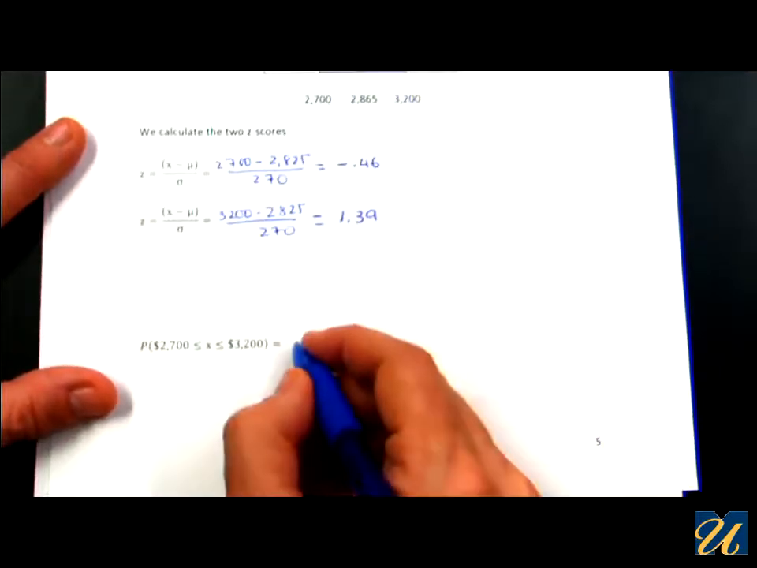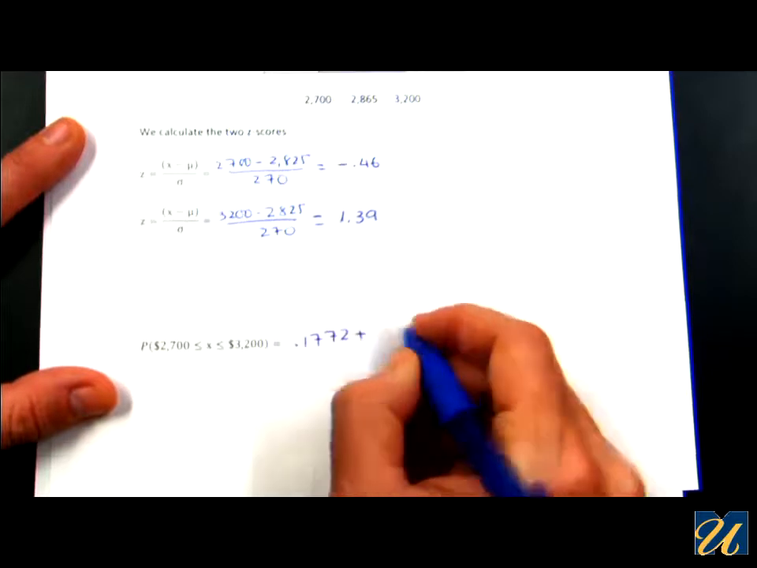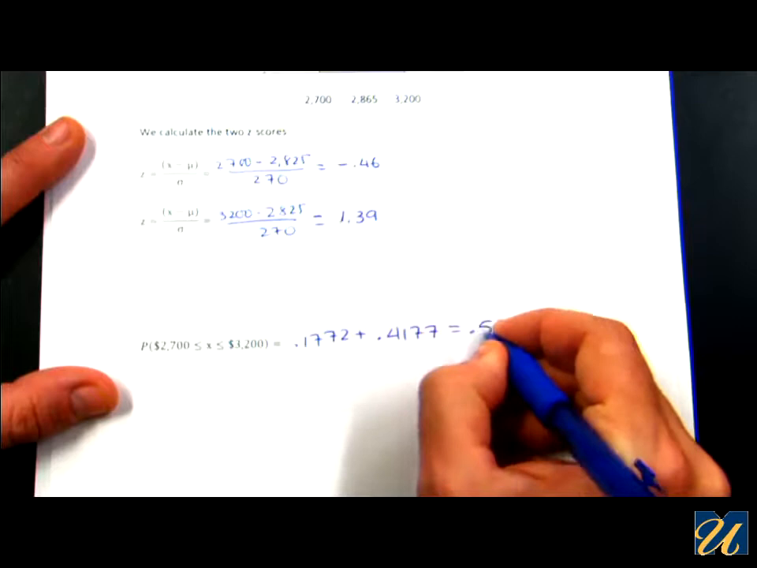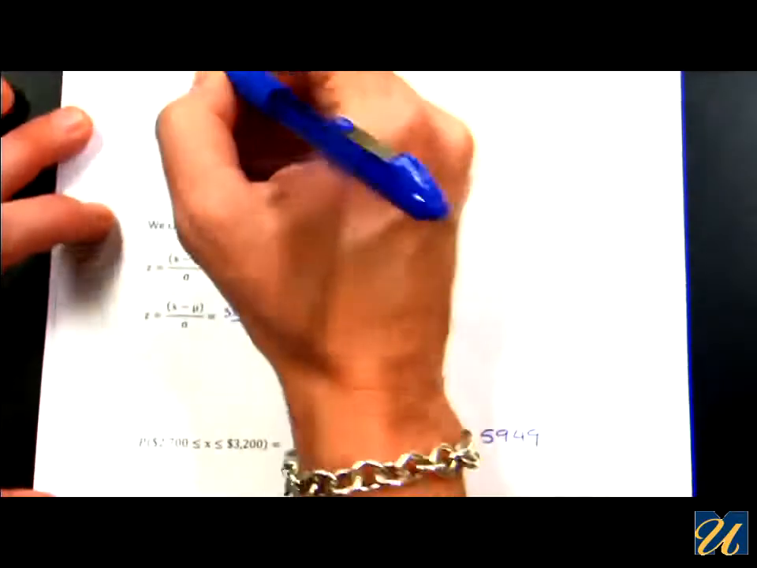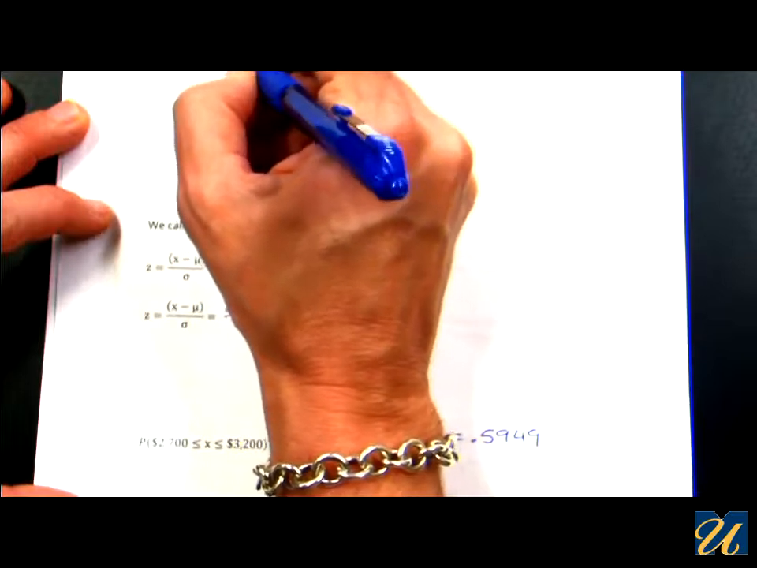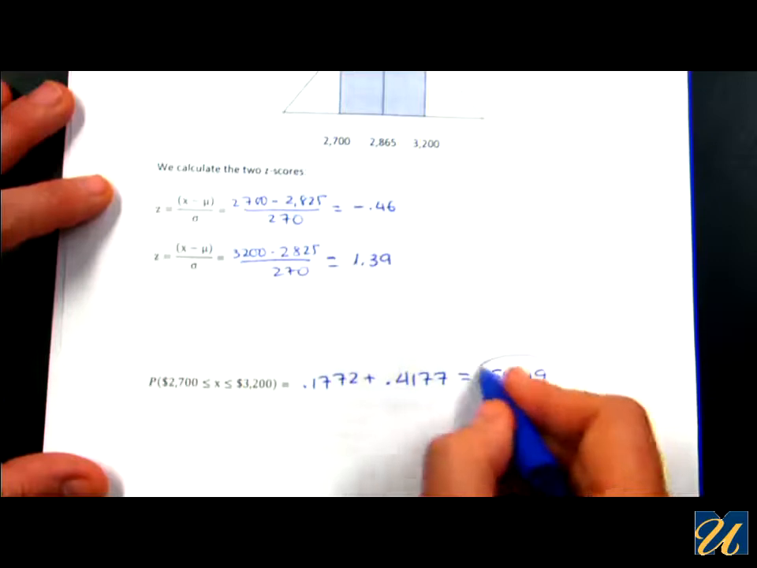If you do that, you will end up with 0.1772 plus 0.4177, 0.5949, your answer. 0.5949 for the probability. So this will be your answer.